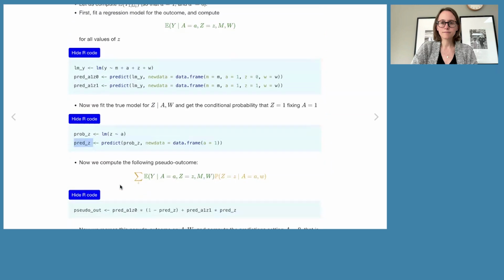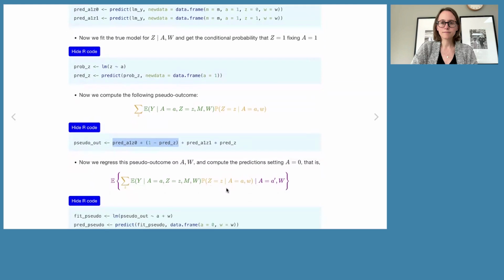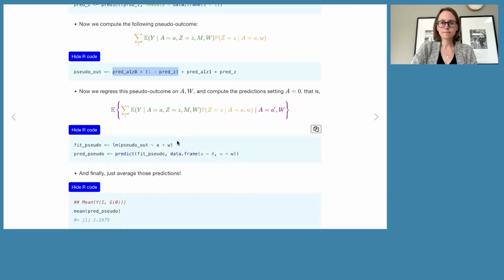We get this prediction, and now we can do this marginalizing out of Z. Because we only generated Z with 2 values, this is actually pretty straightforward. We can just take our predicted value of our outcome under Z equals 0 times the probability that Z equals 0, plus our predicted outcome under Z equals 1 times the probability that Z equals 1. Now we can regress that pseudo outcome again on A and W, and we're going to compute prediction setting A equals to 0, and that's going to function as marginalizing out our mediator.